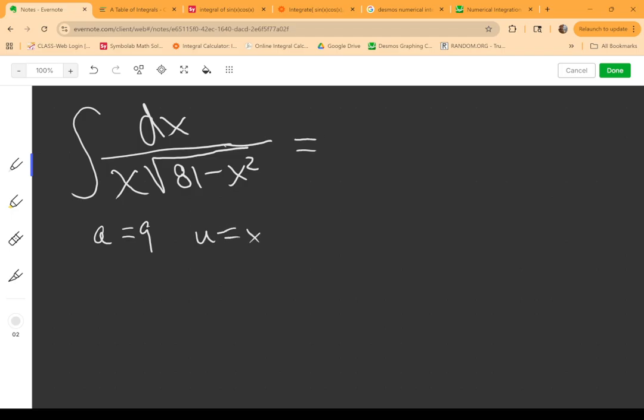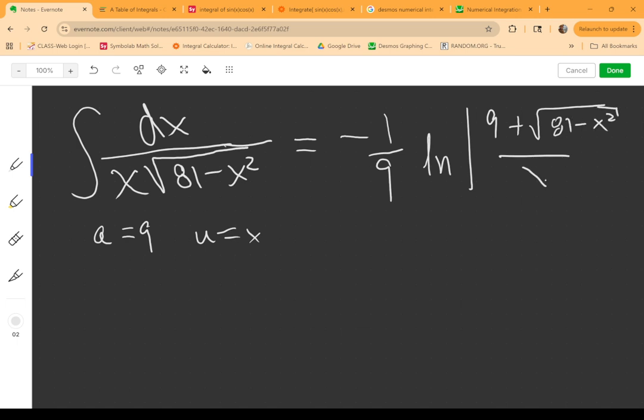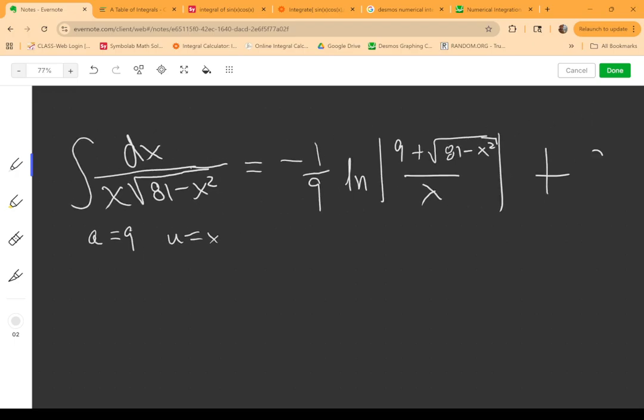So what this turns out to is 1/9, and then ln, absolute value, of a plus the square root of a squared, which is 81, minus u squared, x squared, all over x. And of course, can't forget the plus c. Okay, and that's it. Just basic looking up of an integral.